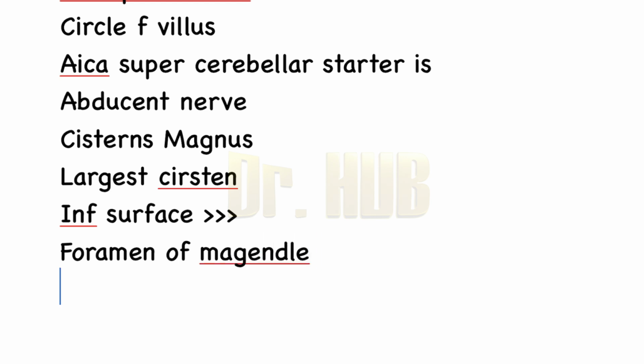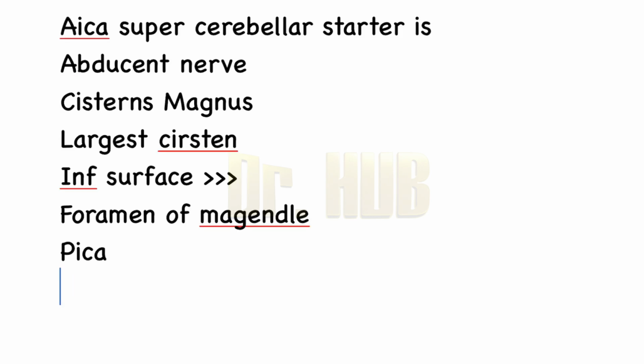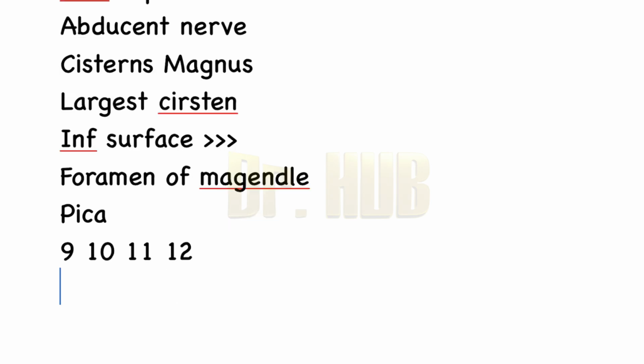What are the contents? The contents are the vertebral arteries and the origin of the PICA, and the cranial nerves, which include the 9, 10, 11 and 12. Then we move on to the quadrigeminal cistern.